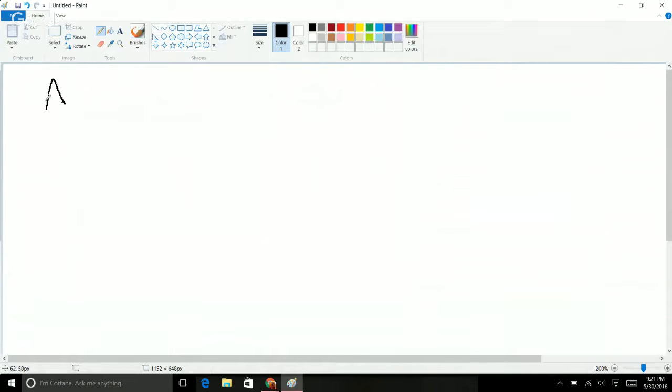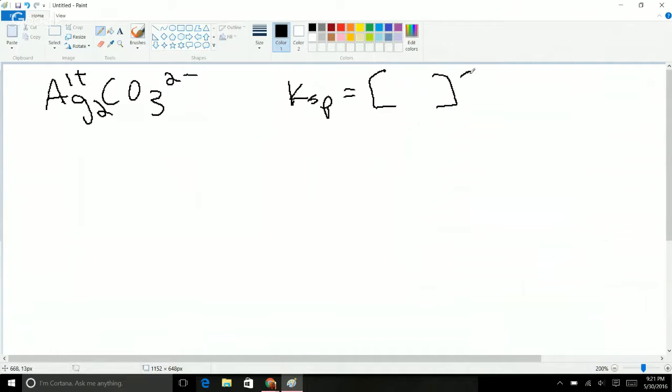So first thing I would do is write down what silver carbonate is. Silver is a +1 and carbonate is a 2-. That gives me Ag2CO3. There's silver carbonate, and I'll have to write the KSP for that. The KSP for that is just its ions. The brackets mean molarity. Silver 1+ is the cation, and carbonate 2- is the anion. And there happen to be 2 silver, so I want to put a little 2 up top here. The molarity is squared.